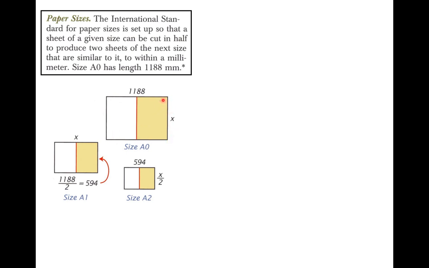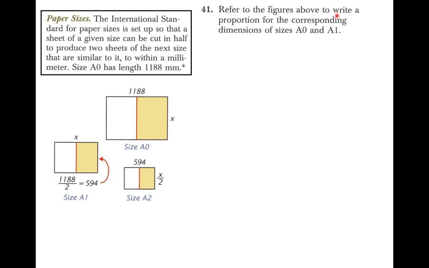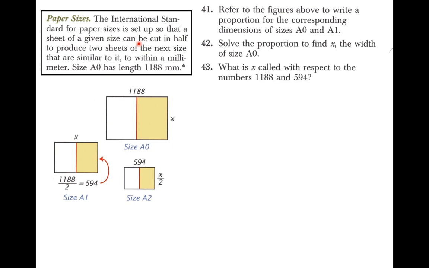Now notice they are flipped, right? This one is long way there. This one has the long way the other dimension. To within a millimeter. So size A0 has a length of 1188 millimeters. We don't know what this width is here, but they're going to ask you to try to figure that out. So refer to the figures to write a proportion for the corresponding dimensions of sizes A0 and A1. Solve it to find x. Little question they're throwing in there. When you look at your proportion, it'll become clear on 42.